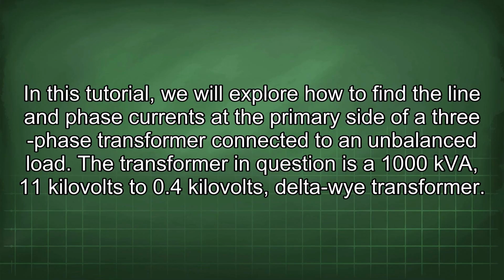In this tutorial, we will explore how to find the line and phase currents at the primary side of a three-phase transformer connected to an unbalanced load. The transformer in question is a 1000 kVA, 11 kV to 0.4 kV, delta-wye transformer.